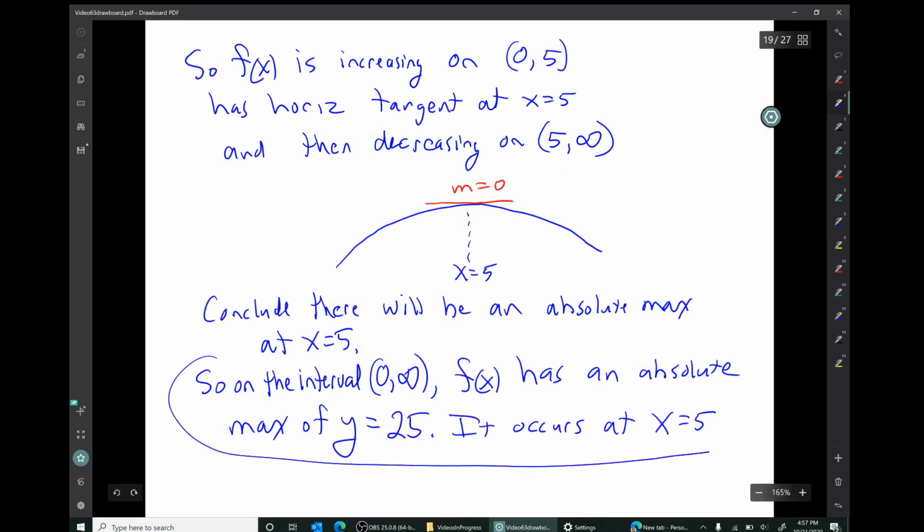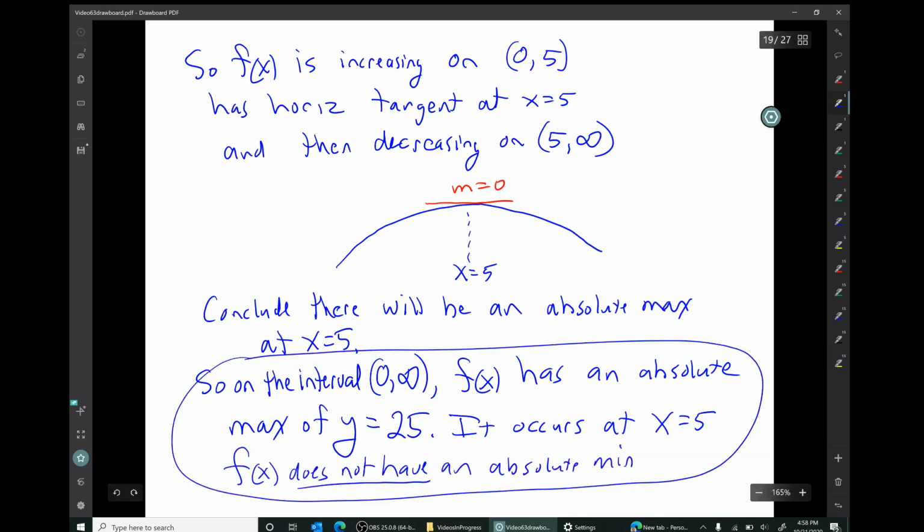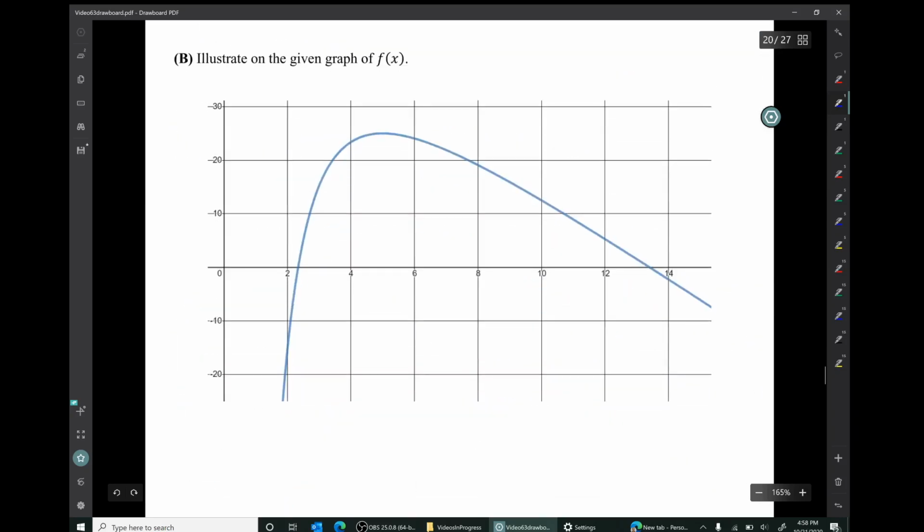So there's our conclusion. On the interval from 0 to infinity, f of x has an absolute max of y equals 25. It occurs at x equals 5. It's worth saying as well that f of x does not have an absolute min on that interval. So there's our conclusion. Question B is to illustrate what we just found on the given graph of f.